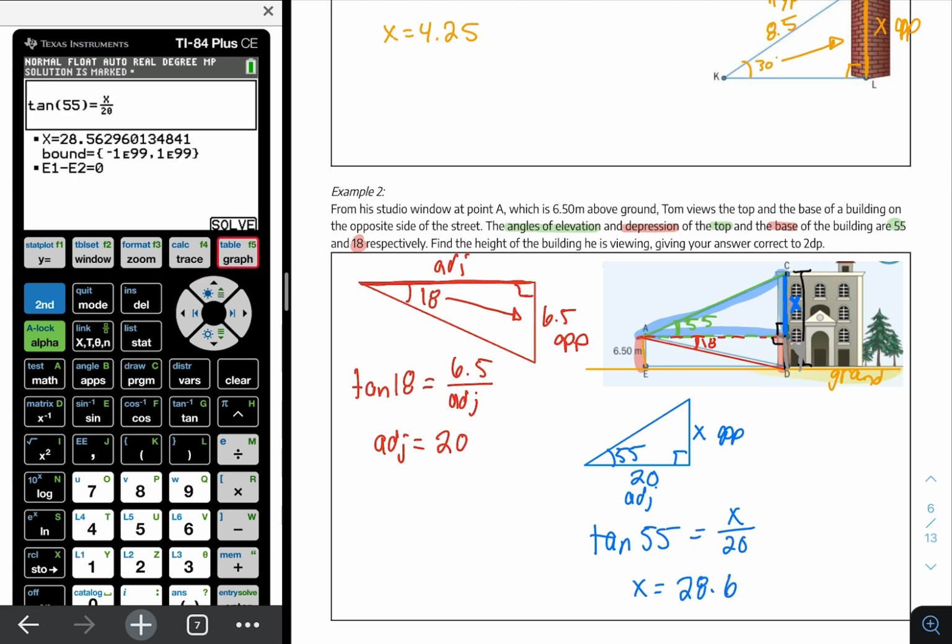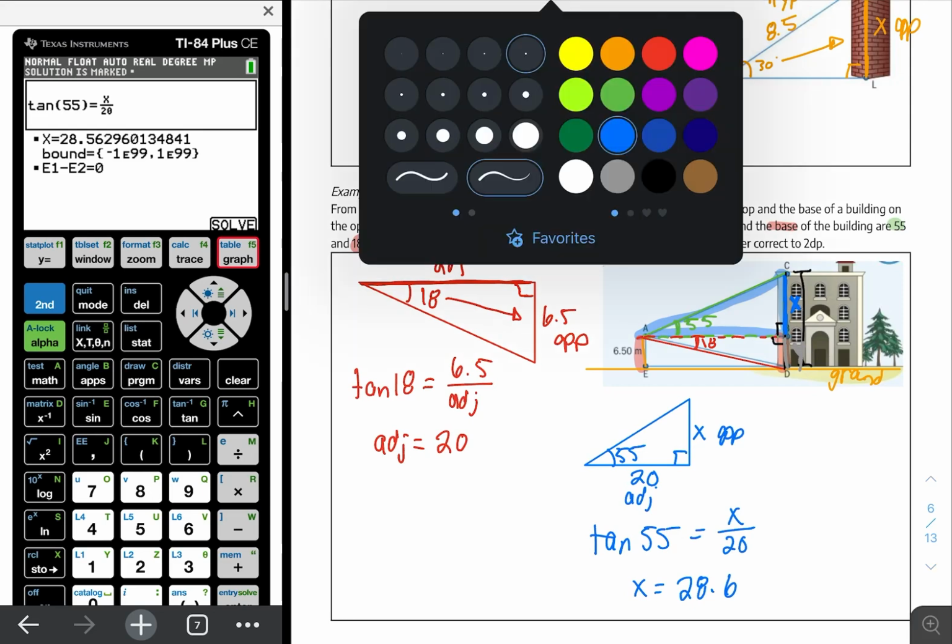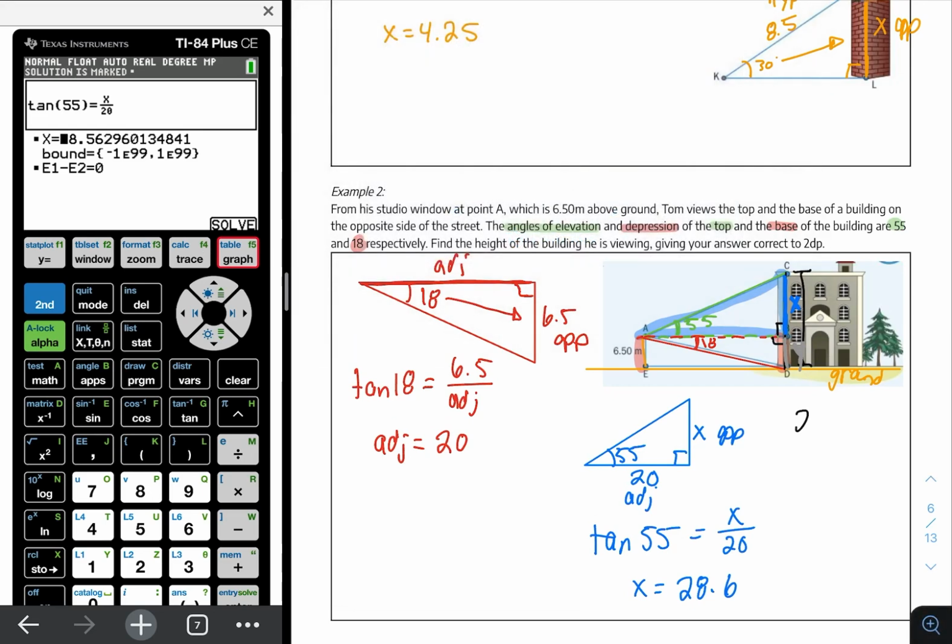28.6. Therefore, the height of the building is going to be our 28.6 plus 6.5. So we get that the building is 35.1.